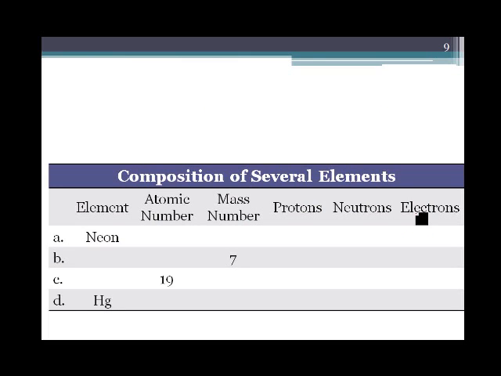So, we should be able to figure out the atomic number, the mass number, the number of protons, the number of neutrons, and the number of electrons of elements. Let's take neon. Neon has an atomic number of 10. When we look at neon, the atomic mass is 20.18. Rounding this number to the nearest whole number, the mass number of neon is 20.